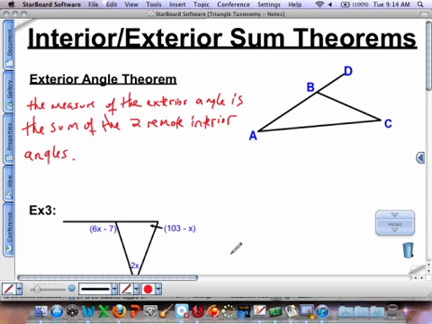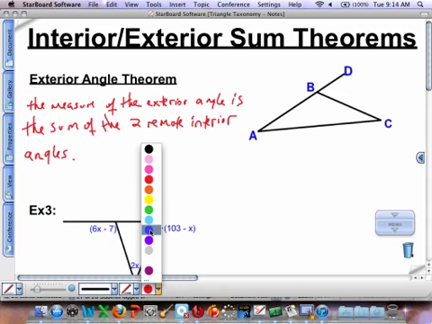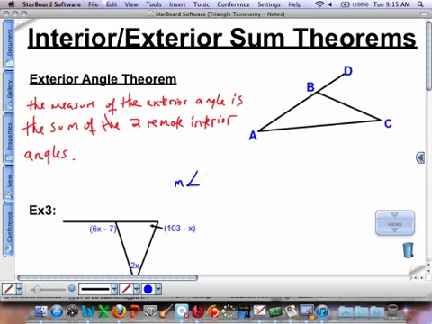So let's take a moment and think about what that actually means. What is my exterior angle in this diagram? Alright, so the measure of the exterior angle, the measure of angle DBC, equals the sum of, now there's two things we're adding. What are we adding? We're adding the two remote interior angles.